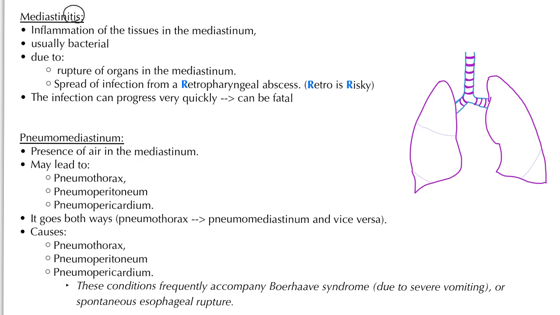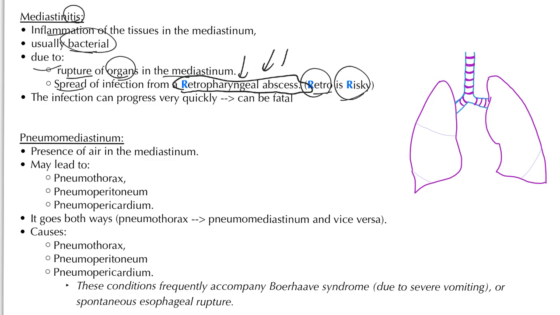Mediastinitis. Itis means inflammation, so it's inflammation of the tissue in the mediastinum, usually bacterial, not viral, due to horrible stuff. Rupture of organs in the mediastinum, could be rupture of the aorta or the esophagus, horrible. Or spread of bacterial infection from a retropharyngeal abscess. This retropharyngeal space is a dangerous space. An abscess or an infection there is very risky because it can spread to the mediastinum and this can be fatal.